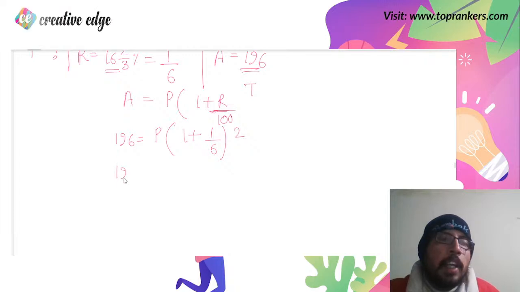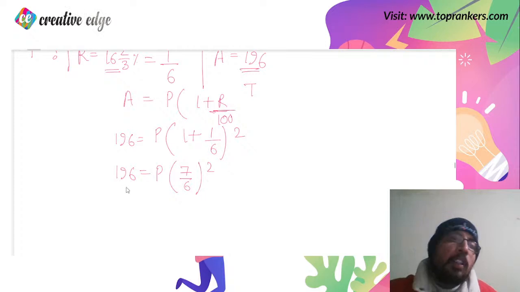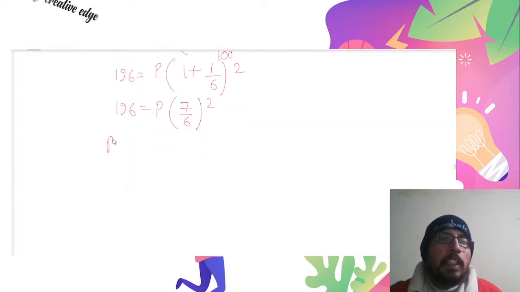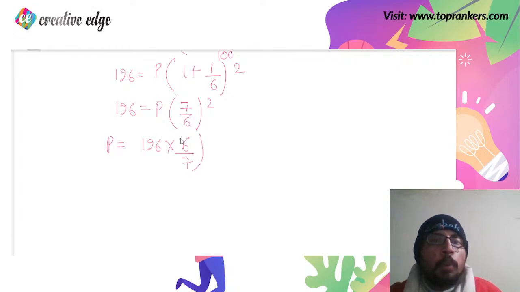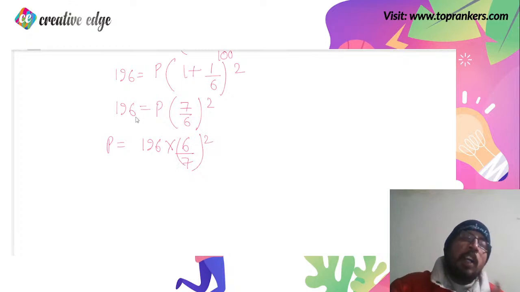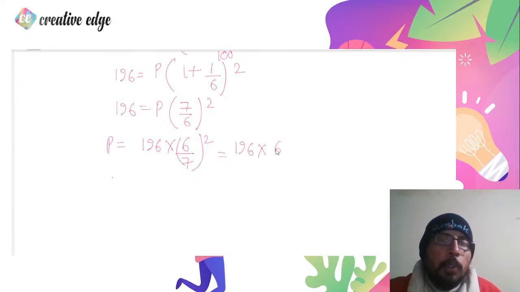So 196 is equal to P times (1 plus 1 by 6), which is 7 by 6, whole square. Okay, so I can say that P is equal to 196 into (6 by 7) whole square. 7 by 6 becomes 6 by 7 when I shifted it to the left hand side. So basically it becomes 196 into 6 by 7 into 6 by 7.